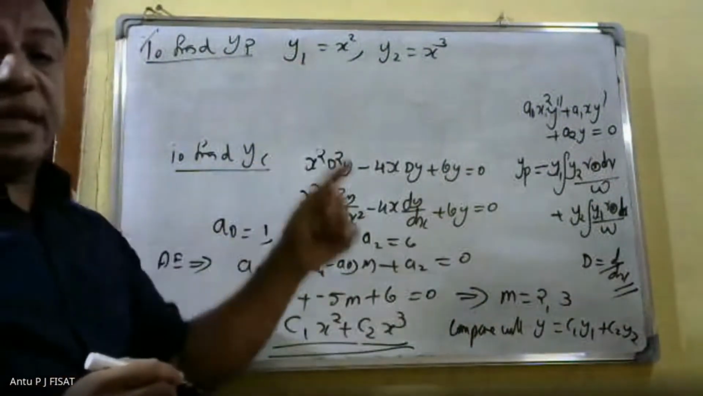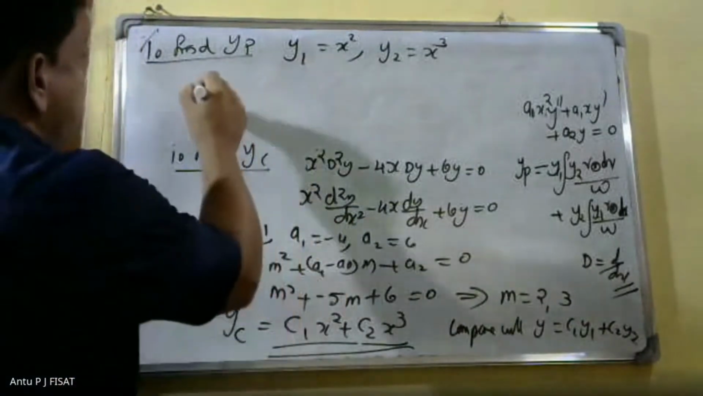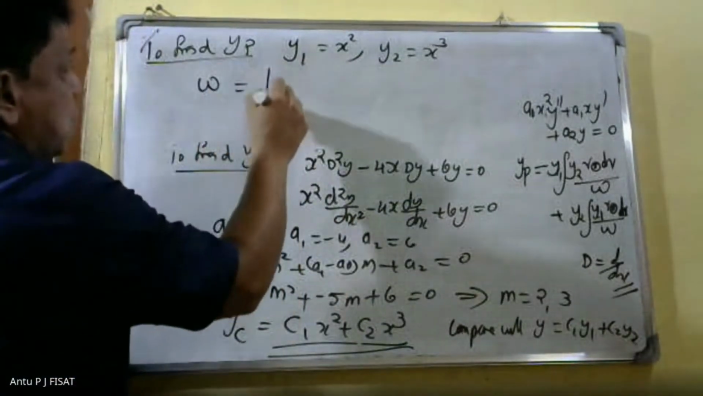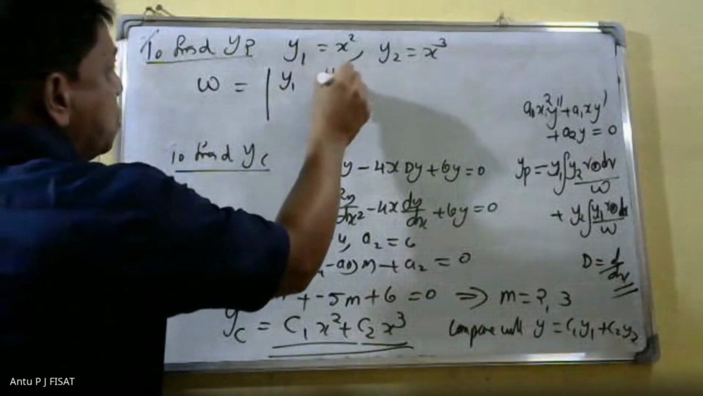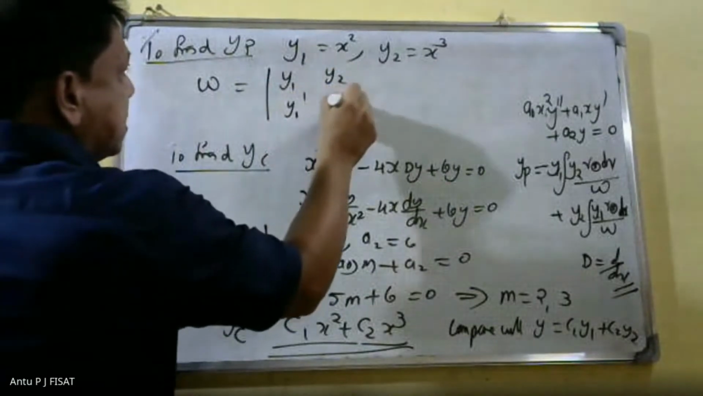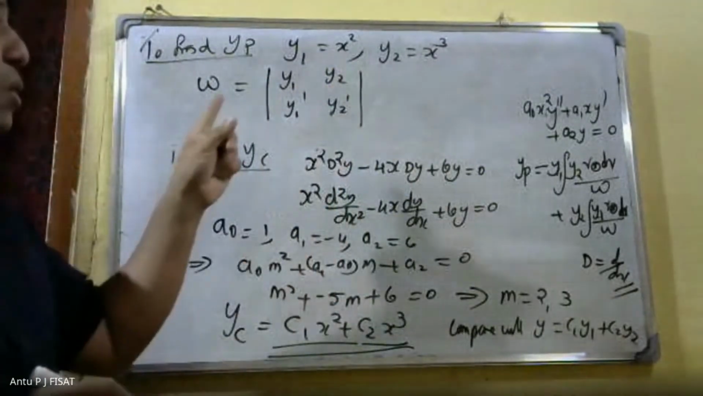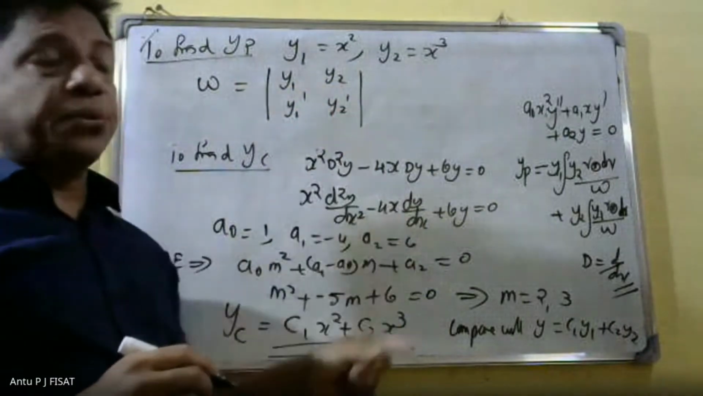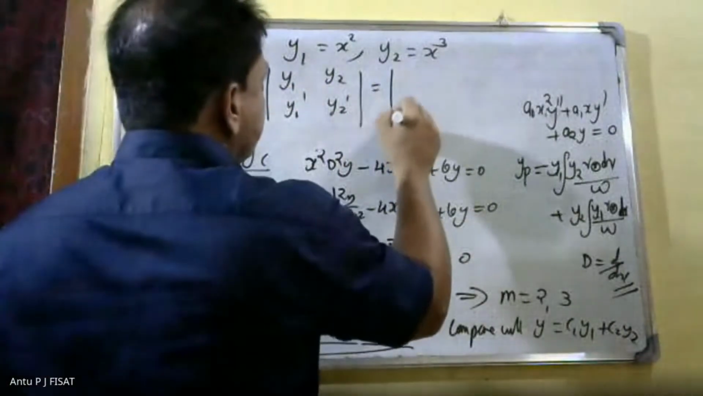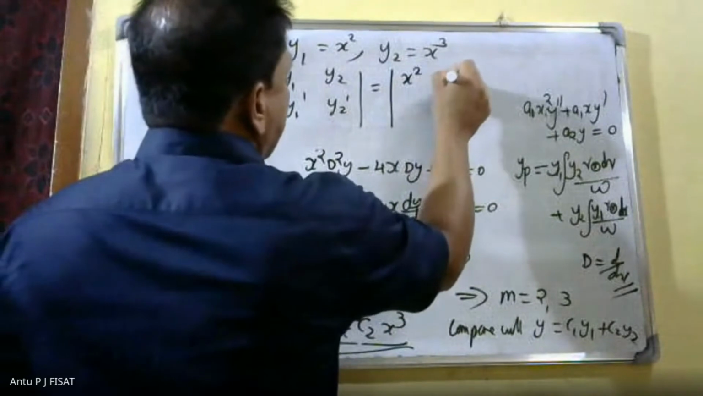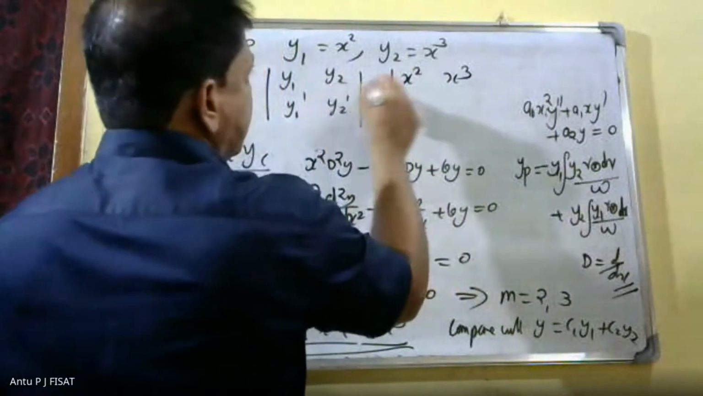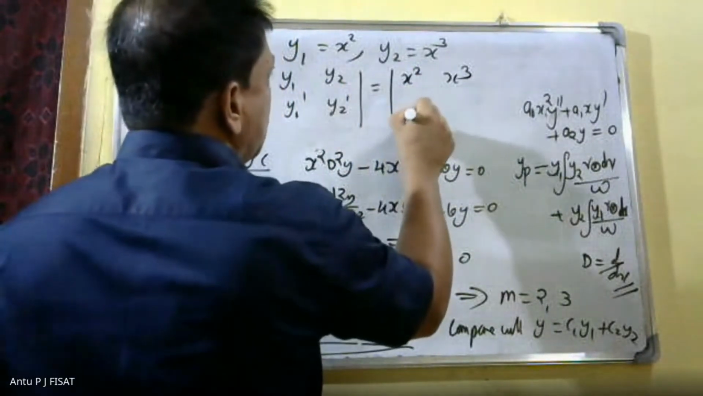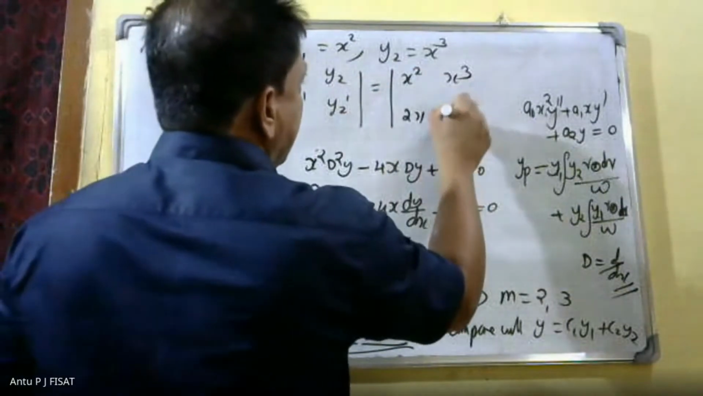Then we can find the Wronskian W. The formula for the Wronskian is the determinant of y1, y2, y1', y2'. That is x², x³, then the derivative of y1, that is 2x, and y2' is 3x².